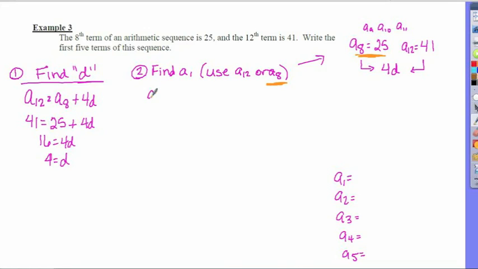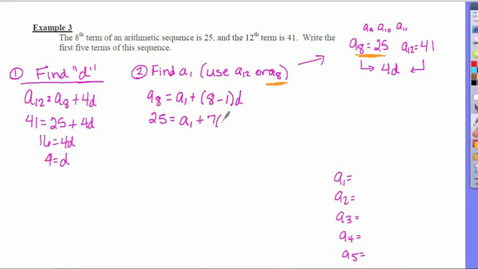So here's how I'm going to set it up. I'm going to say A8 equals A1 plus 8, the term number, minus 1 times the difference. So that's what my equation is going to look like. A8 is 25. I don't know the first term. I know that 8 minus 1 is 7 times D. Oh, let's see, we know that D is 4, so I can plug that in. Hold on.